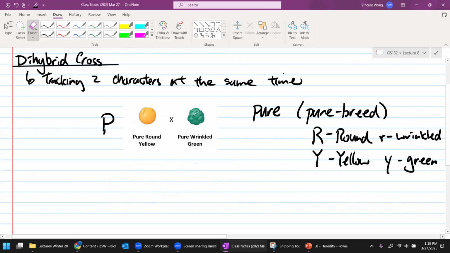All right. So let's write down the genotype for the parents. It's pure, round, and yellow. Pure round would be big R, big R, right? And pure yellow, that's okay. Big Y, big Y. How about pure wrinkle and pure green? There you go.